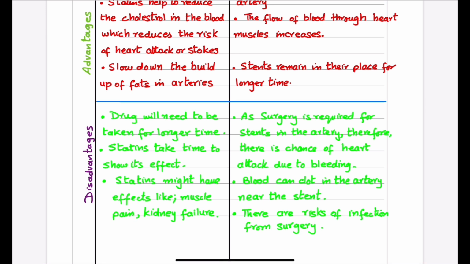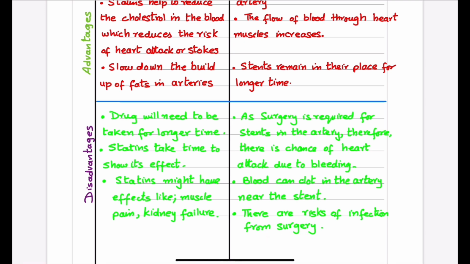Now we are going to see the stents. As surgery is required for stents in the artery, there is a chance of a heart attack due to the bleeding. Blood can clot in the artery near the stents, and it can block the arteries again. There are risks of infection from the surgery.